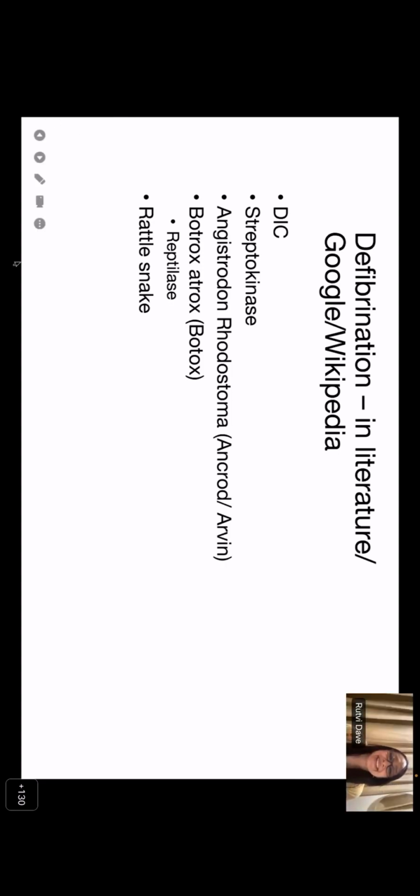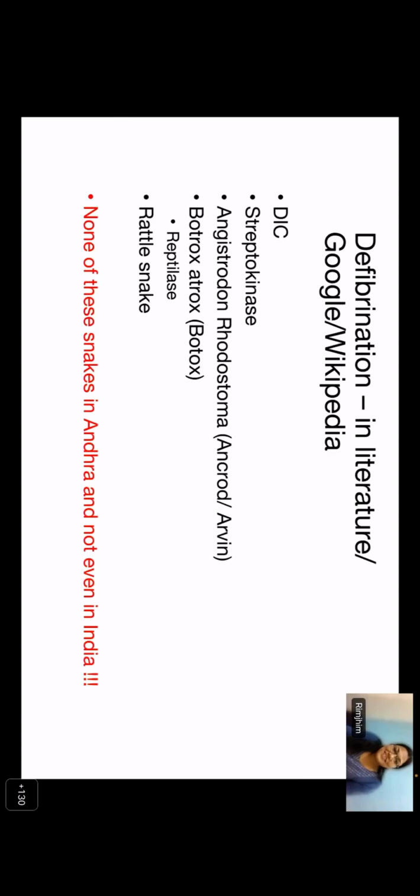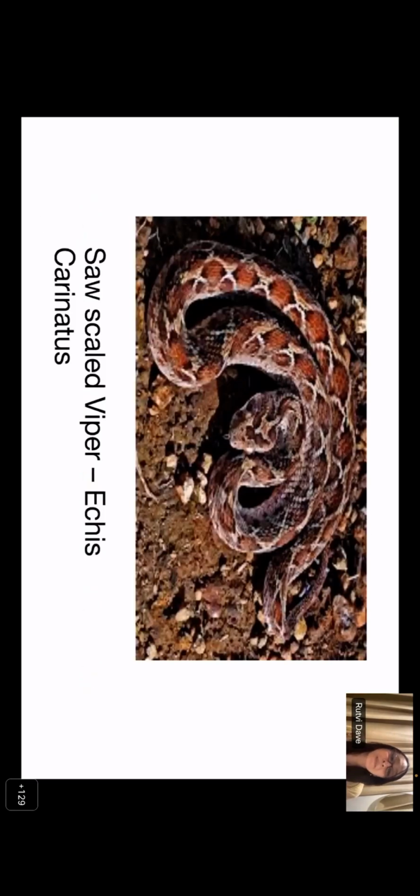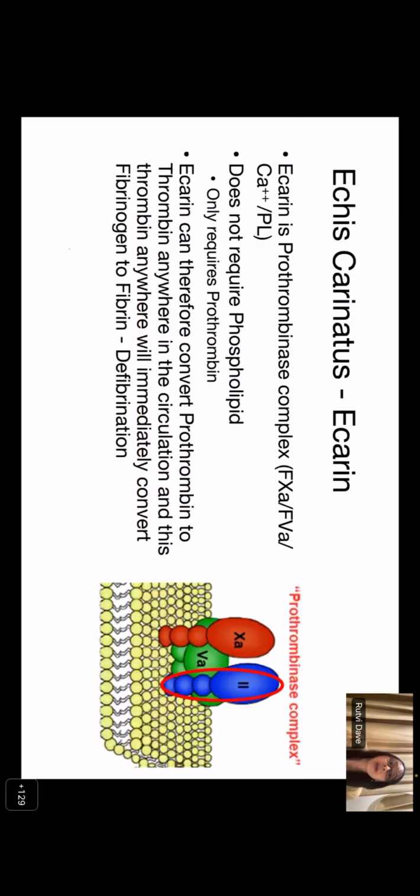It's hemotoxic. Out of these three snakes that I showed you, none of them exist in Andhra, not even in India. But you are all right. It is still a snake and it is a viper. This is the saw-scaled viper, Echis carinatus. Now Echis carinatus produces the snake venom which is ecarin.